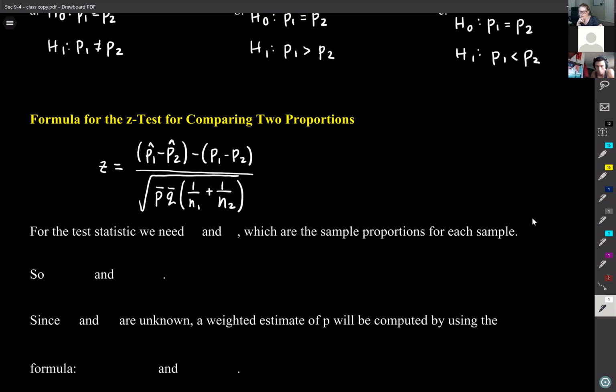And like it says down here, for the test statistic, we need P1 hat and P2 hat, which are the sample proportions for each sample. So we'll do an example problem and you'll see that we'll have sample proportions for each of the two samples.